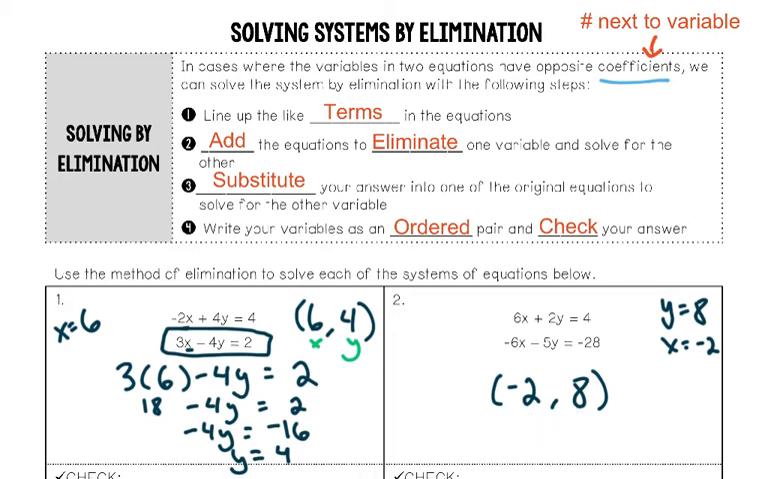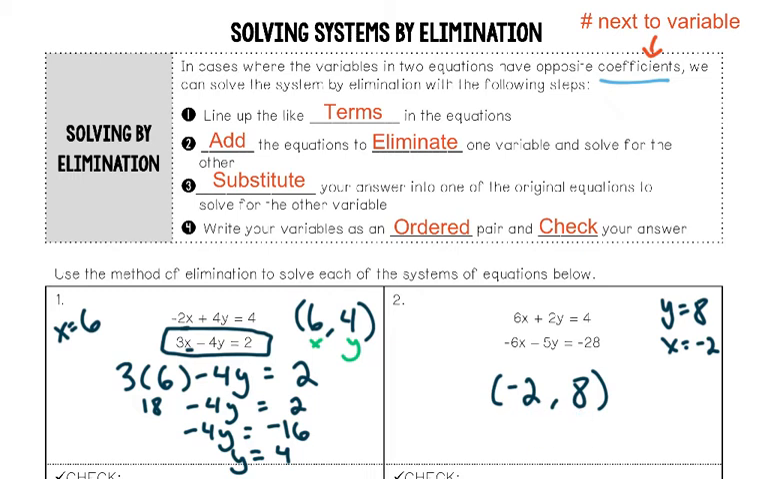And when it says check your answer, you could plug in the negative 2 for the x in the top one, the 8 for the y in the top one, and you should get 4. Do the same thing in the bottom one, and you end up with negative 28. Another way you could check this would be to plug it into your calculator and graph them, because we know how to solve systems by graphing, and you'll get the same solution. The lines will intersect at negative 2, 8.